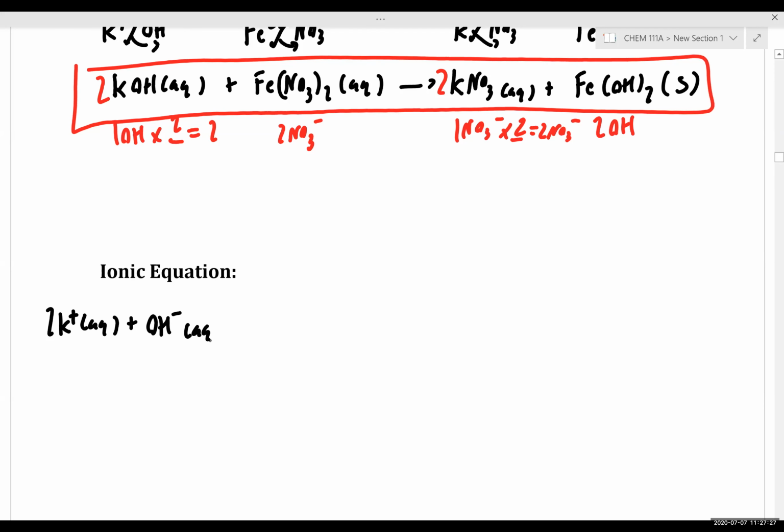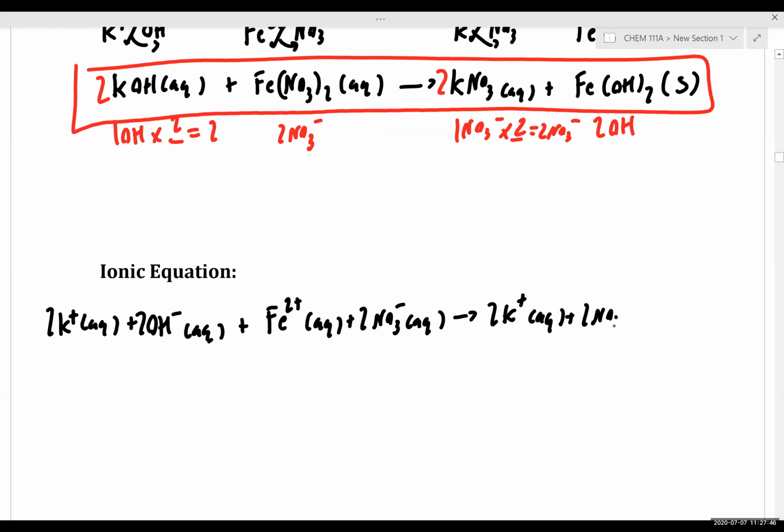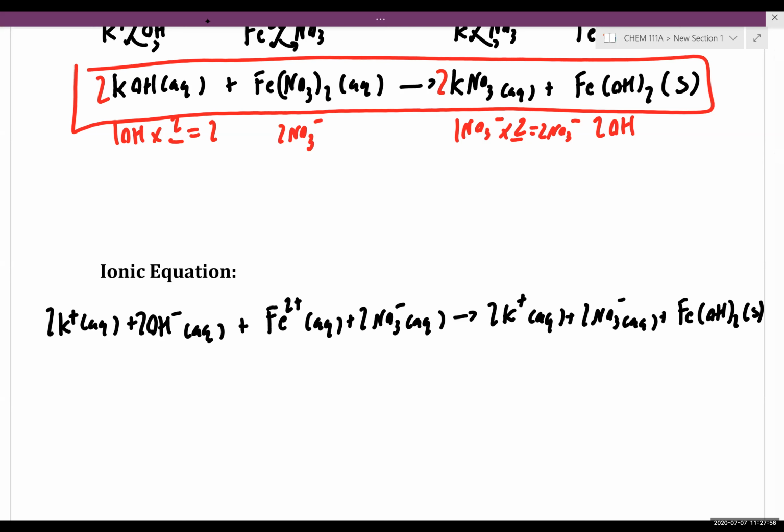Iron 2 nitrate gets broken up into iron 2 plus aqueous and 2 nitrate ions. Potassium nitrate gets broken up into 2 potassium plus and 2 nitrate ions. And iron 2 hydroxide we keep together because it's insoluble.